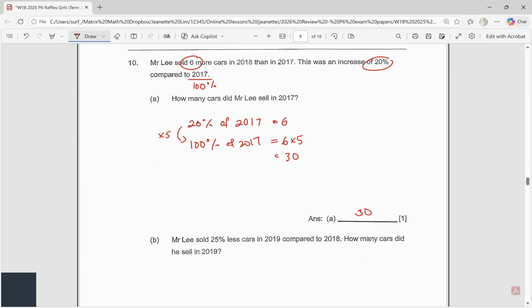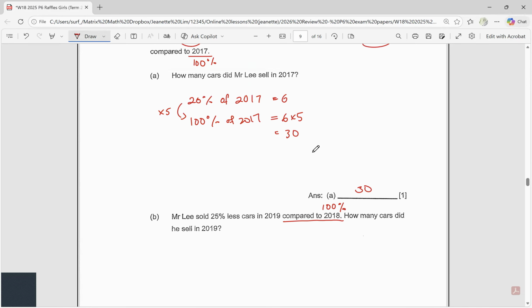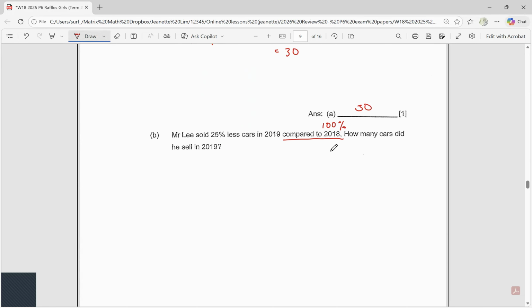Part B, Mr. Lee sold 25% less cars in 2019 compared to 2018. How many cars did he sell in 2019? Compared to 2018, so this is your 100% now. As you notice, whenever we change years, change comparison, you need to reset. You need to find what's your 100 first. Earlier on, 2018 would be 120%. But now in part B, 2018 is 100%, not 120.